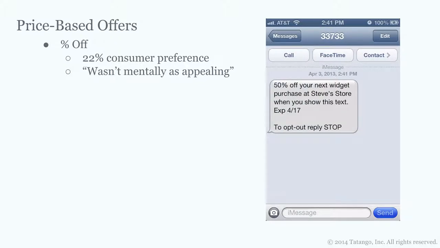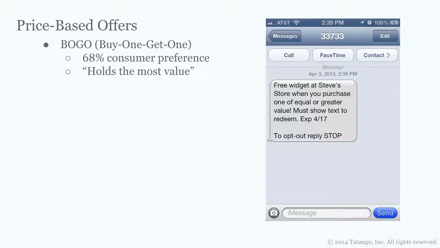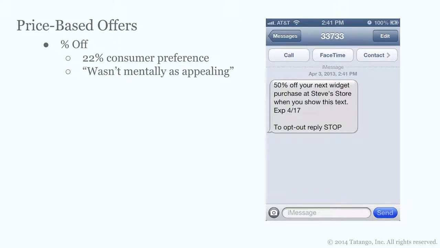Okay, let's look at another one, which is interesting. 68%, this one has 22%. That's a big, big difference. So this is another price-based offer, and it's a percentage off offer. Say that a few times. Okay, so 22% customer preference.